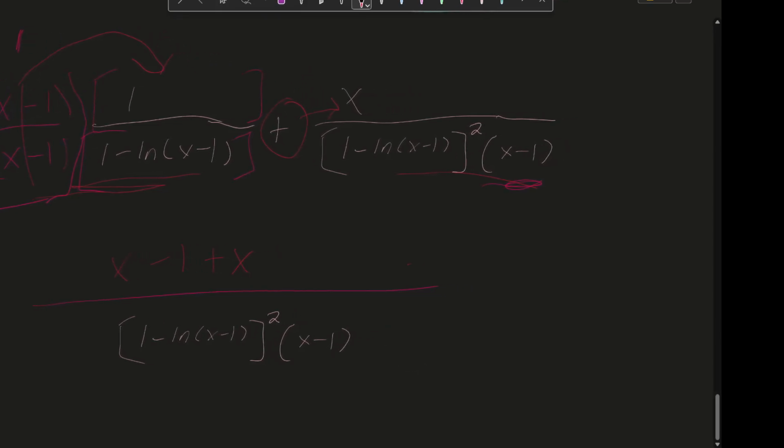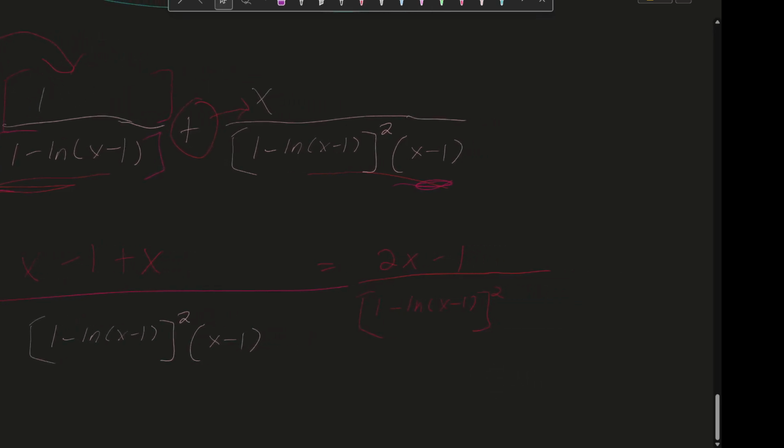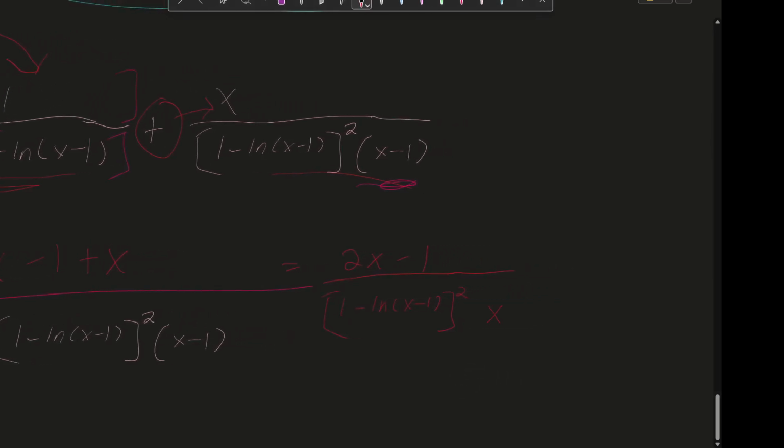So then, 2x, x plus x minus 1 over 1 minus ln of x minus 1. That is squared in the denominator times x minus 1 in the denominator. And then this would be your final answer.